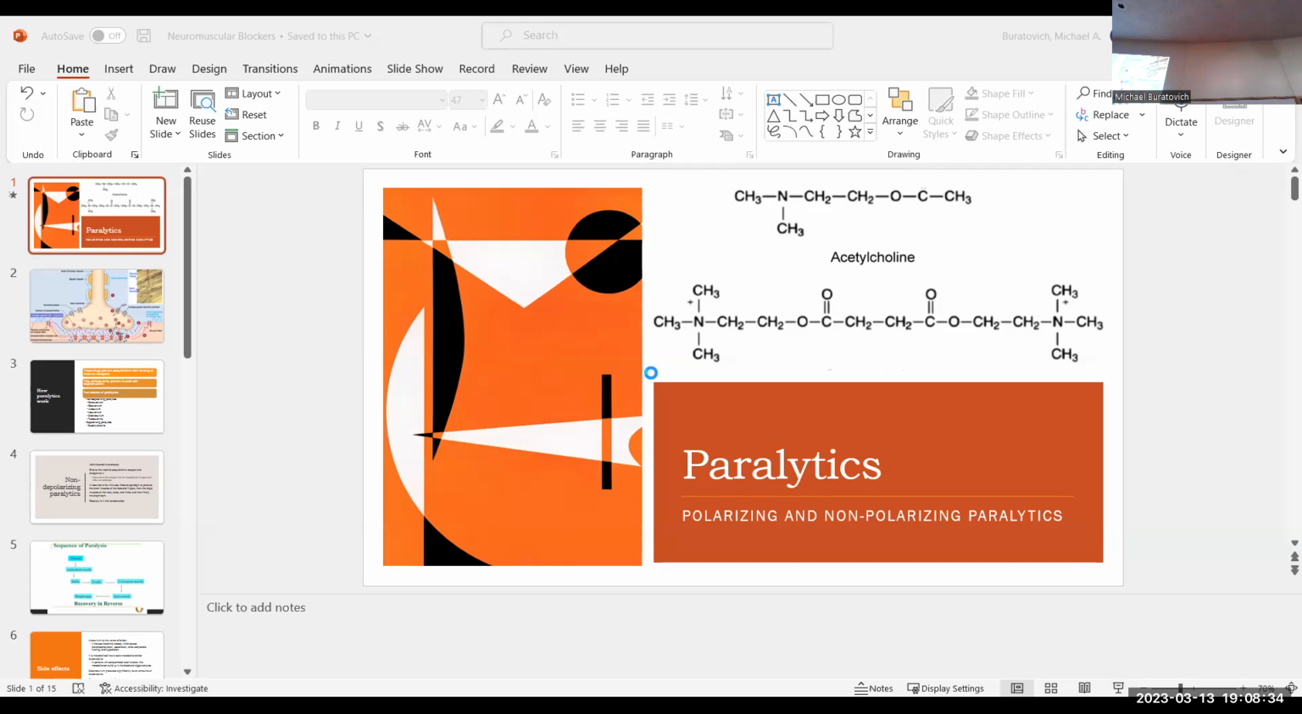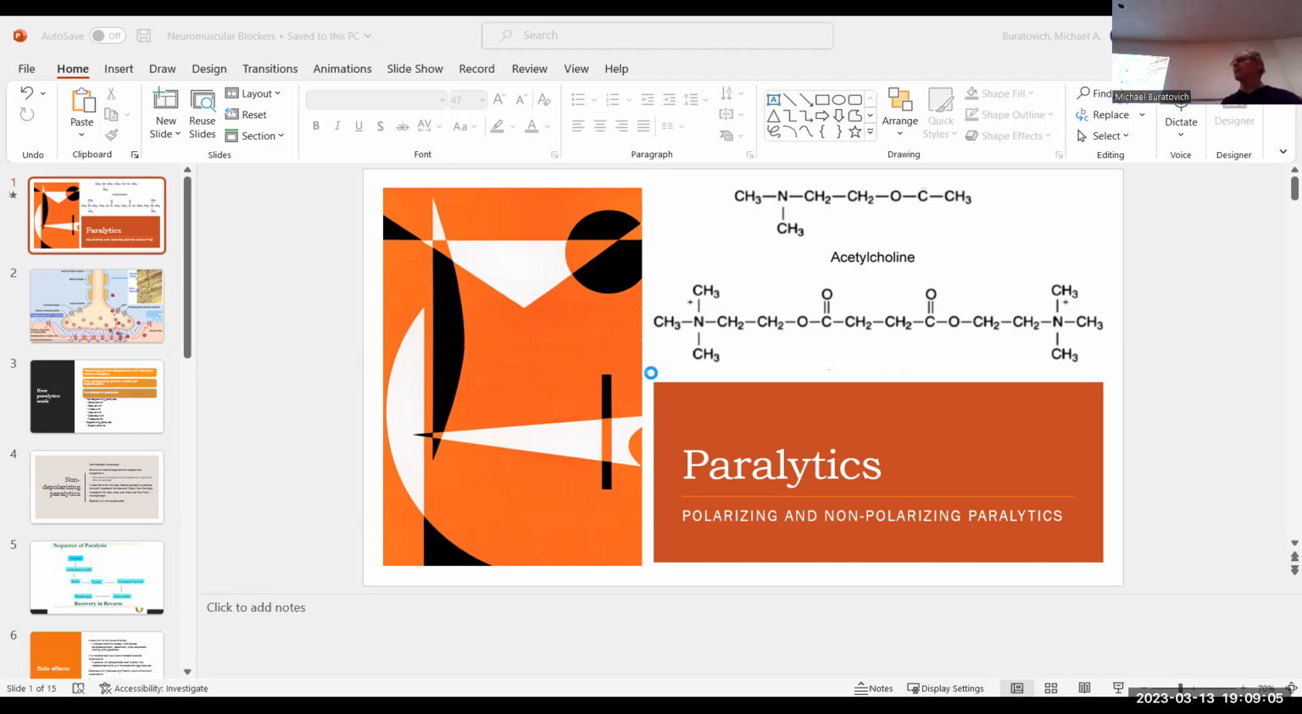And there's going to be two types of these paralytics. Non-depolarizing and depolarizing. Non-depolarizing and depolarizing. Non-depolarizing bind to the receptor and prevent it from being able to bind acetylcholine. So the receptor stays shut and the muscle stays unactivated.